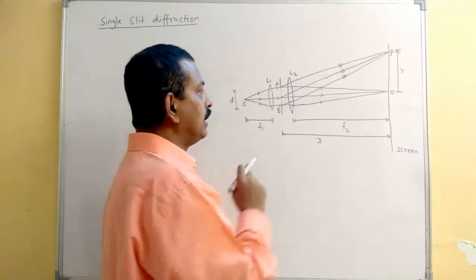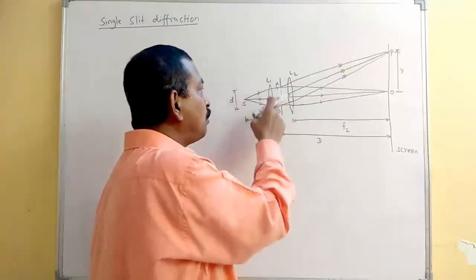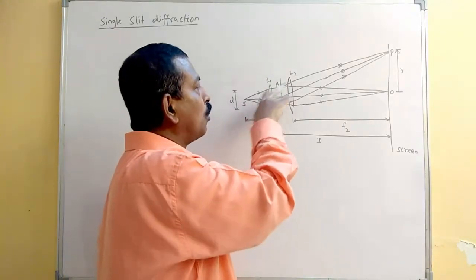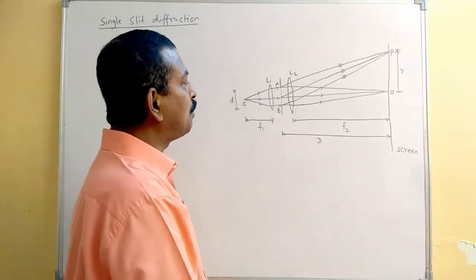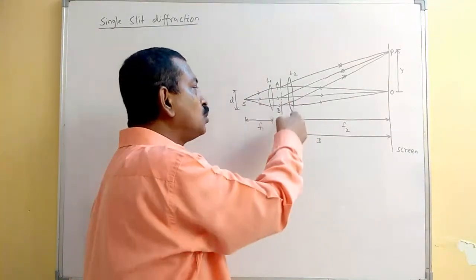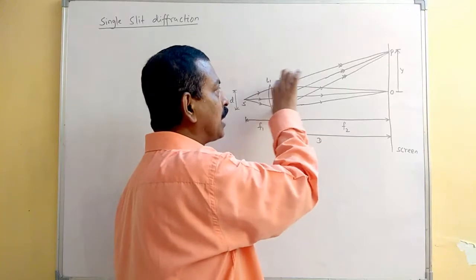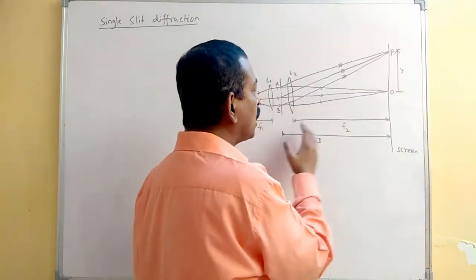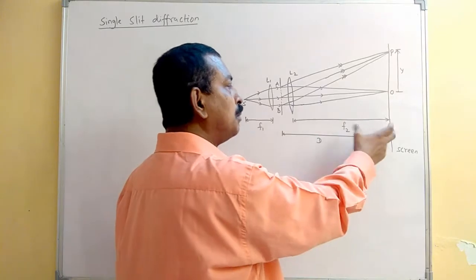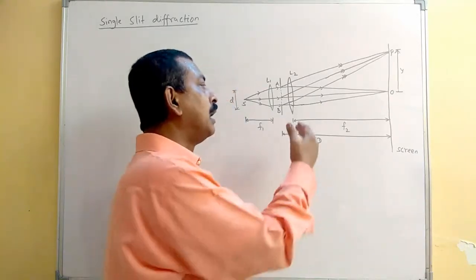Now let's take this point source. Rays are coming out of it and will pass through this lens. Since it is at a distance equal to its focal length, all rays will go parallel to one another. These parallel rays from L1 will pass through the slit and then strike the second lens L2. Since they strike parallel to this lens, they will converge to a point, the focus of this lens. So they will be meeting on the focal plane, and here we have put the screen.